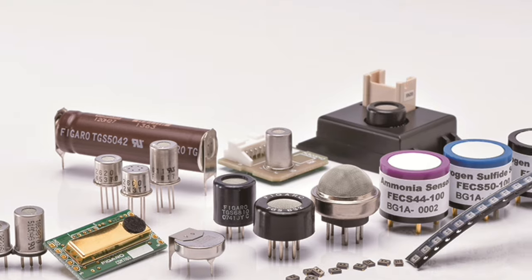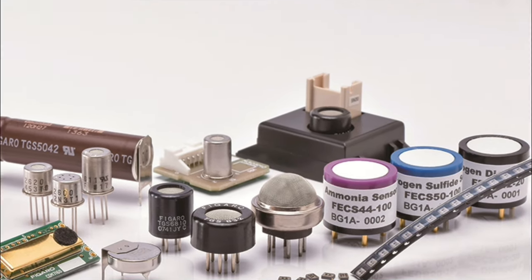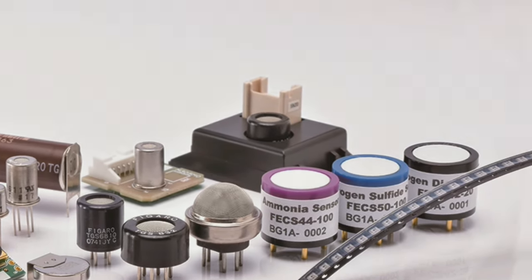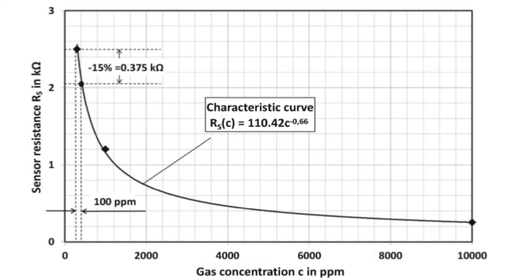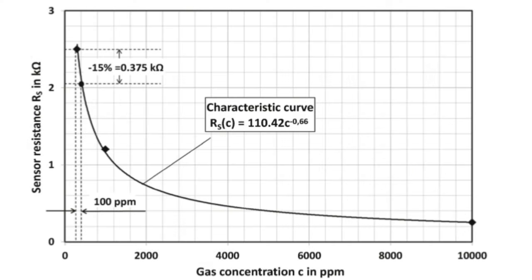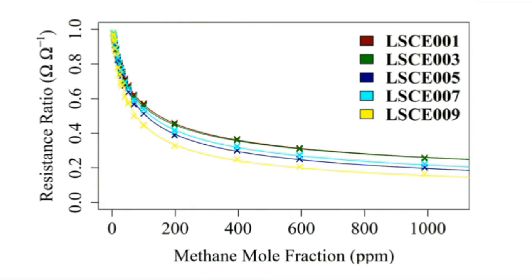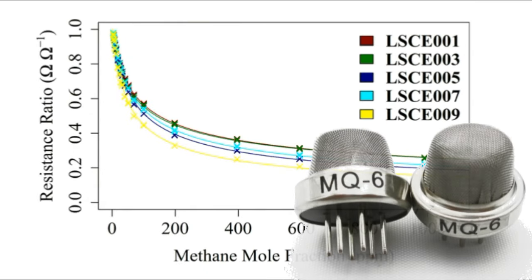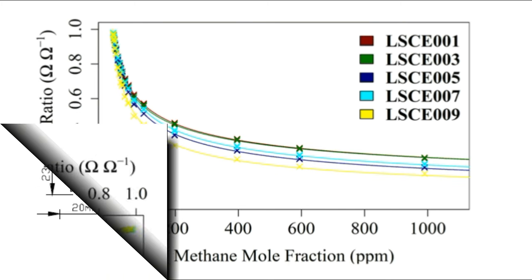A gas sensor is a system that senses the presence or concentration of gases in the atmosphere. By changing the resistance of the material within the sensor in response to the gas concentration, the sensor generates a corresponding potential difference, which can be calculated as output voltage.